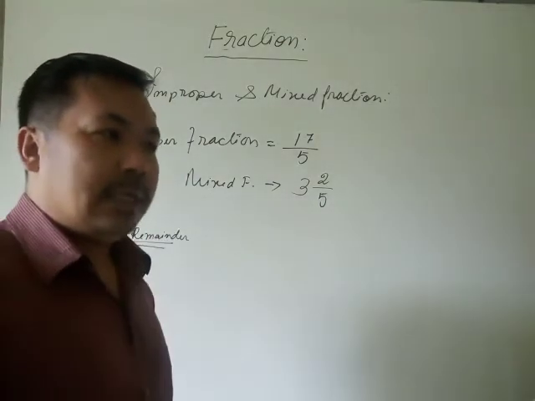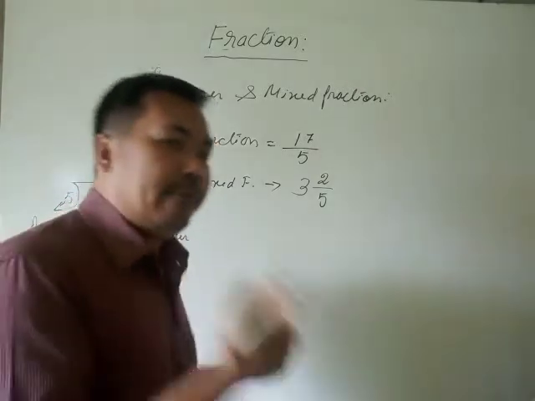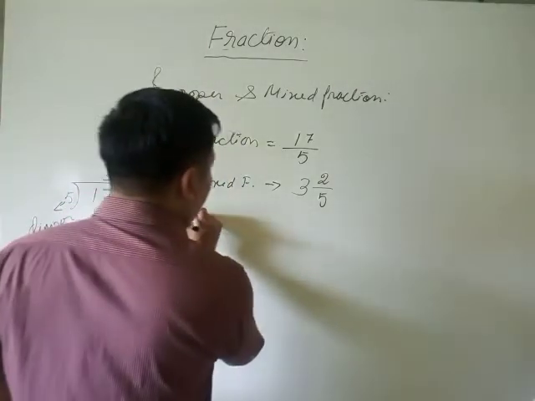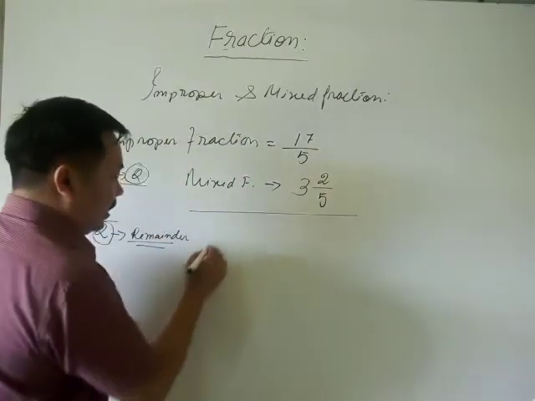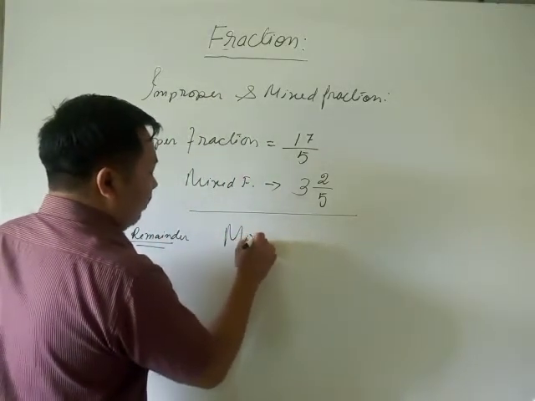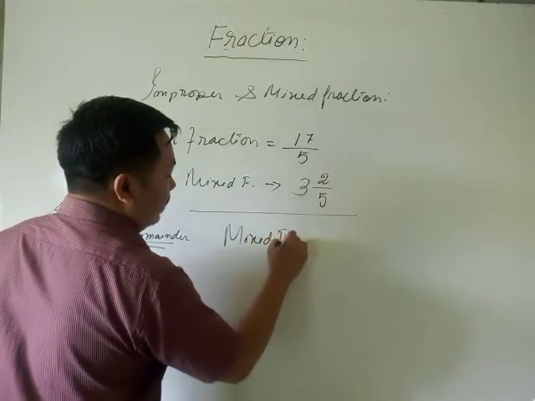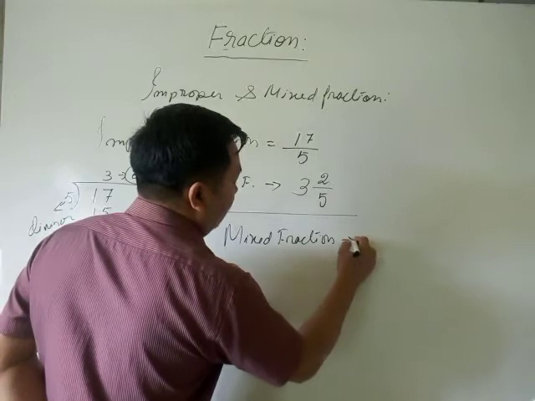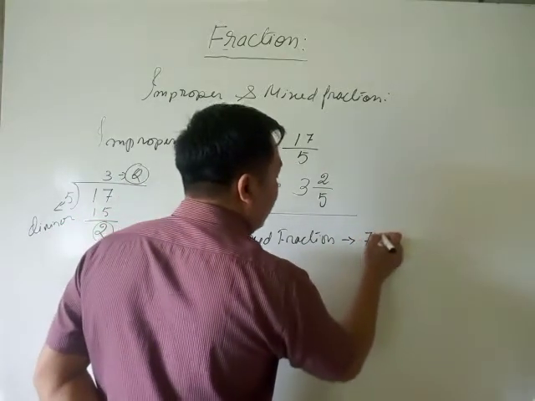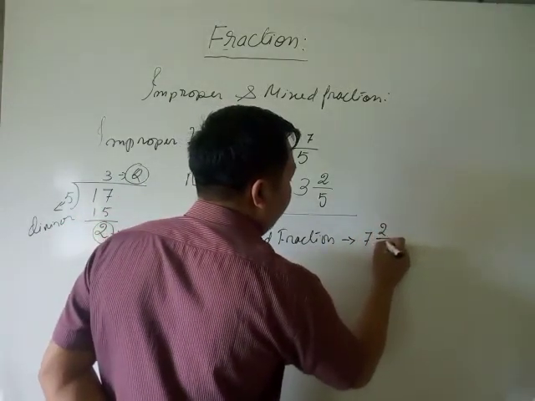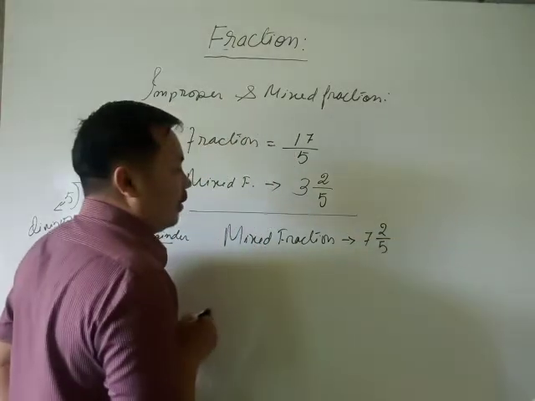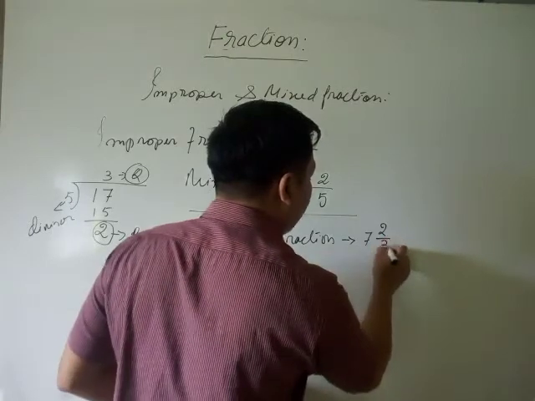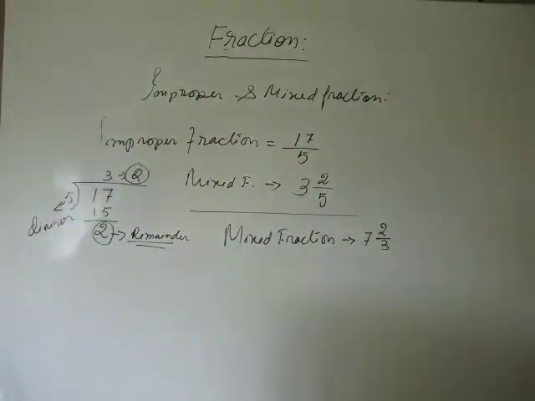A mixed fraction can also be converted into an improper fraction. Let us see how we can do it. Now let us take another example of a mixed fraction. Let us say 7 2 by 3. 7 2 by 3 is a mixed fraction.